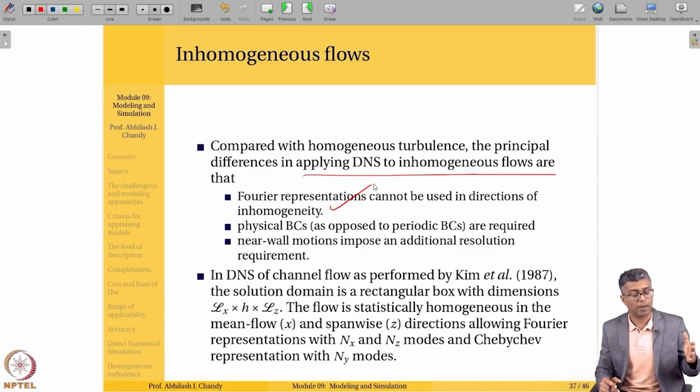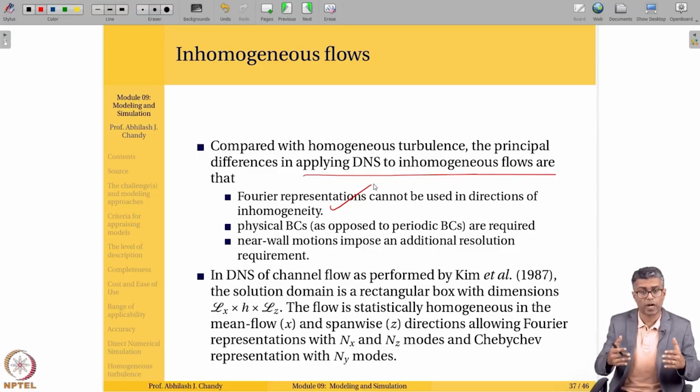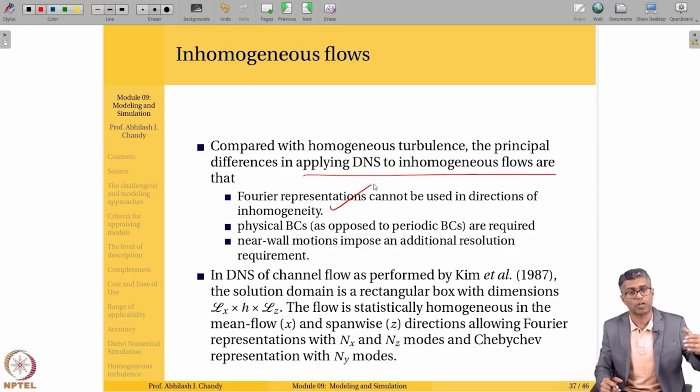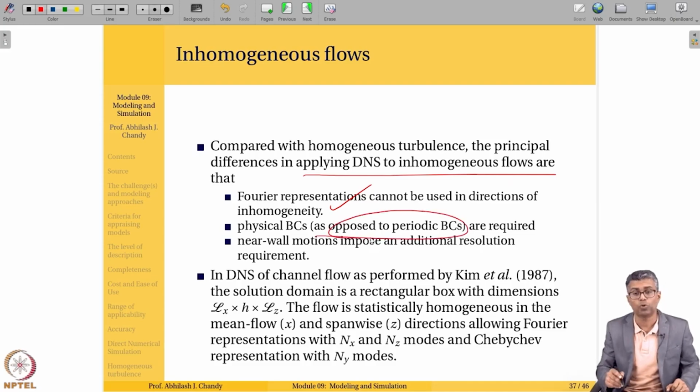Problems where flows are coming in through, say, a nozzle, like in a jet. Flows where you have the fluid coming in through a channel width. Those are not there in homogeneous turbulence. So those are physical boundary conditions, as opposed to periodic boundary conditions in homogeneous turbulence.